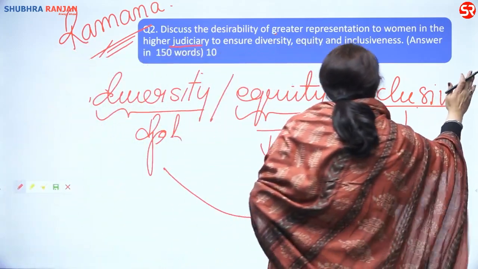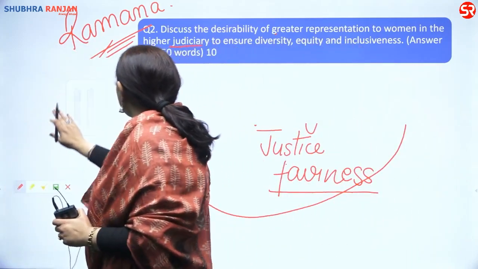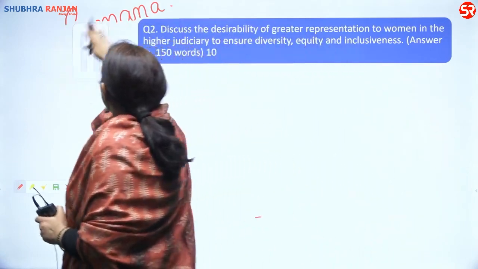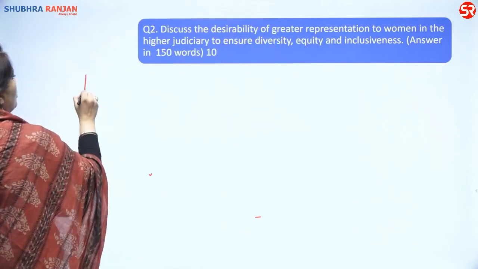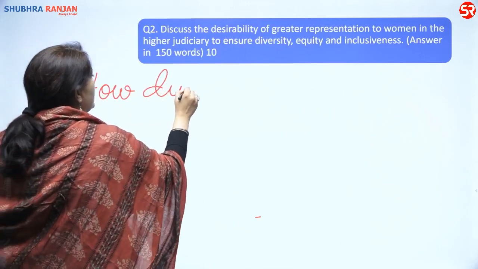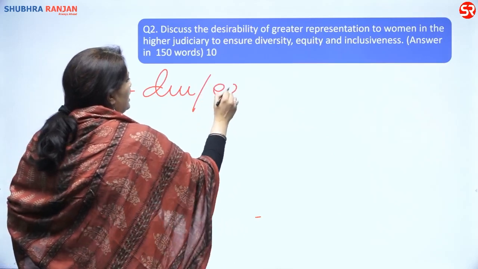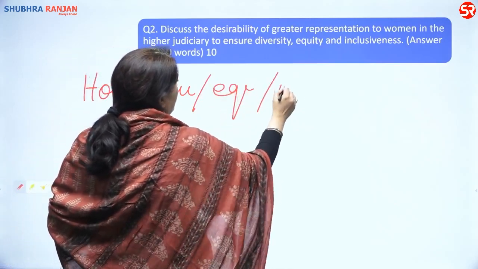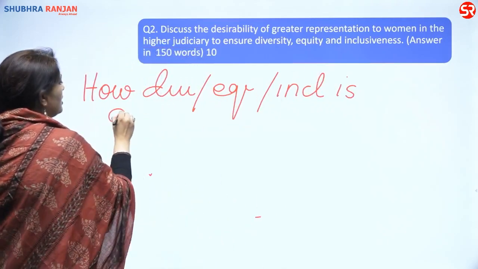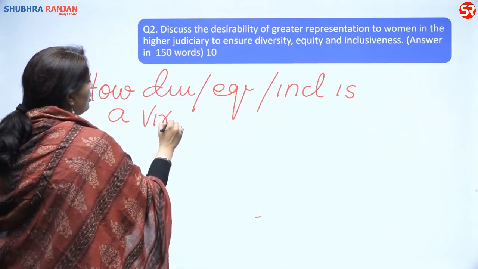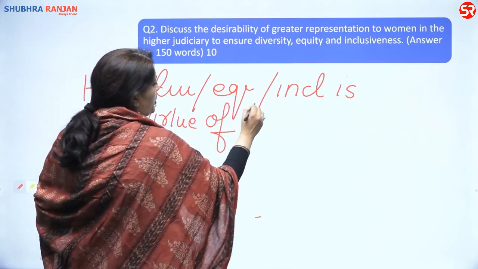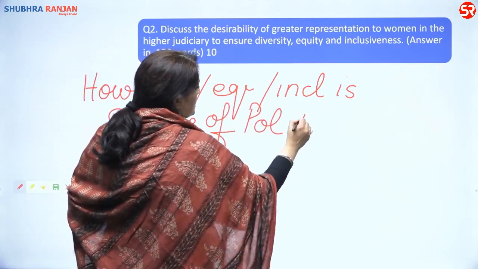Fine. So the next point in the answer should be to establish how diversity, equity, and inclusiveness is a virtue of political institutions.